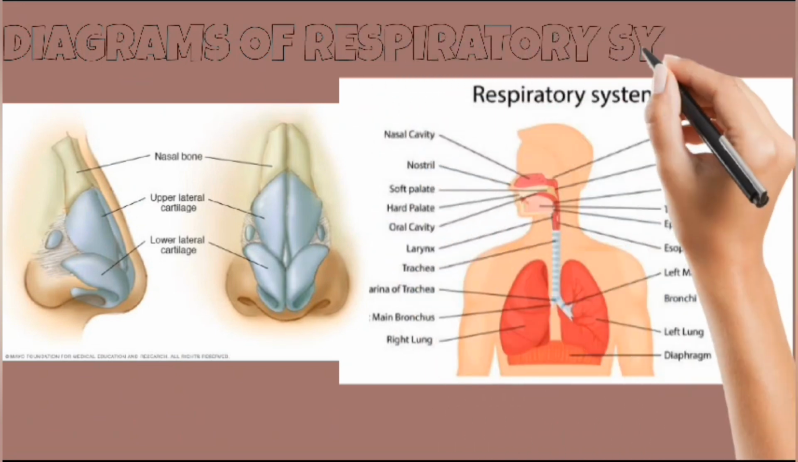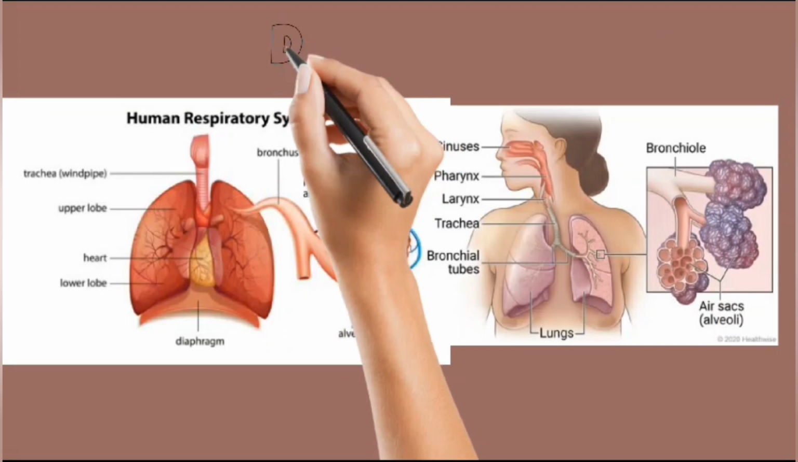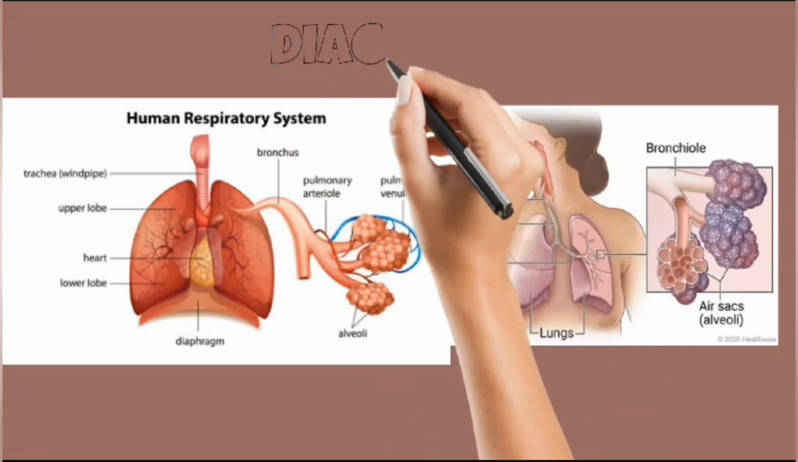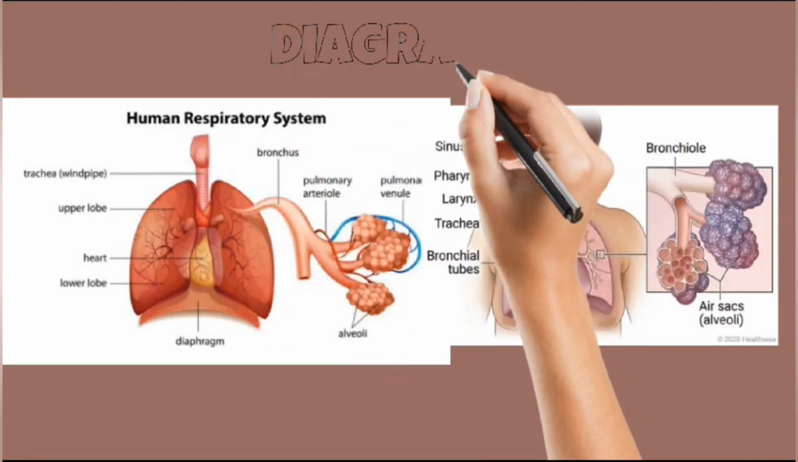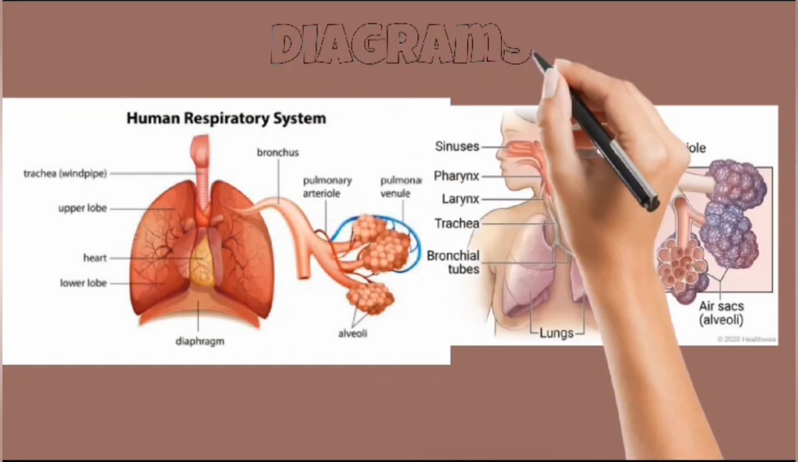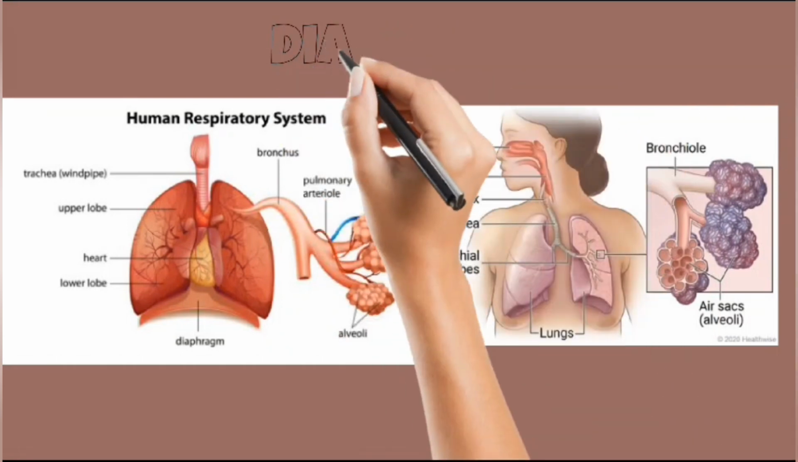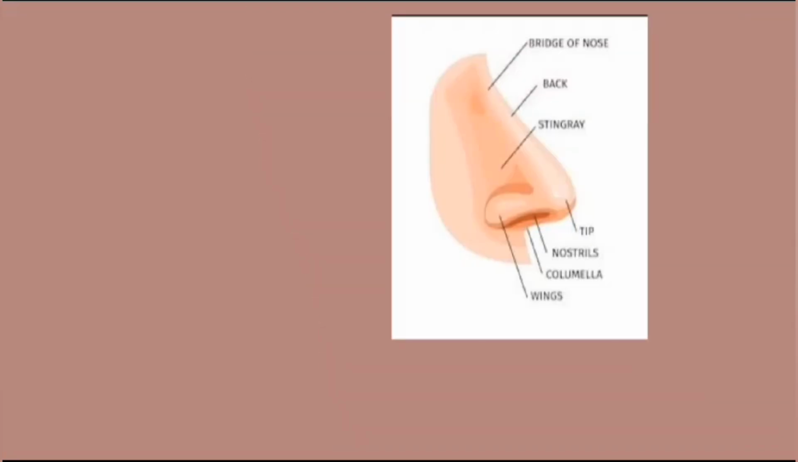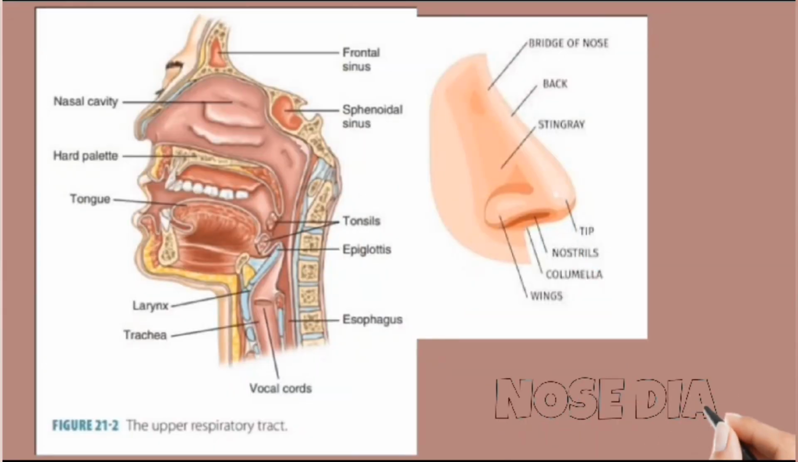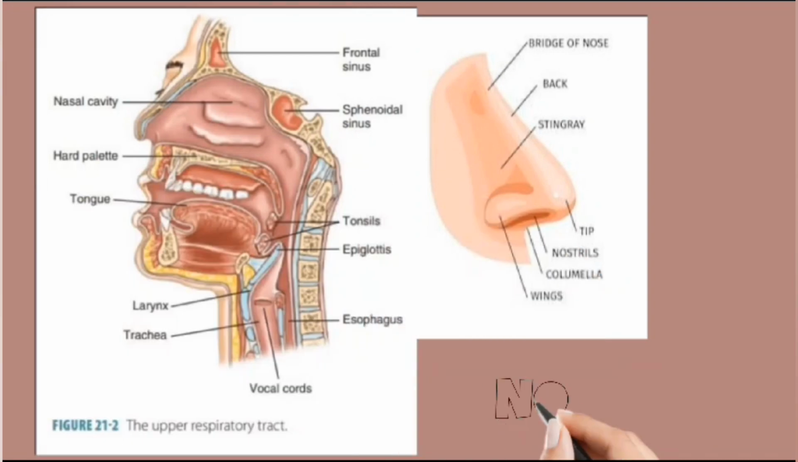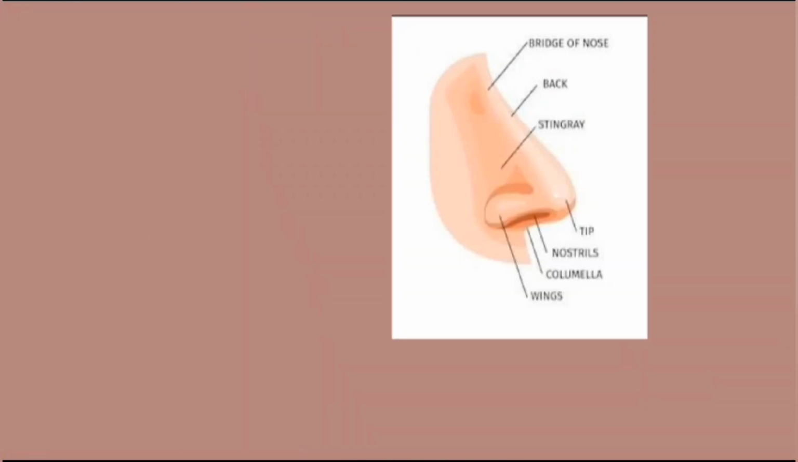Now the next diagrams are the lungs. As you can see, the lungs contain lobes, like the upper lobe and the lower lobe, the heart where it is present, bronchus, pulmonary arteries, terminal arteries, and other arteries. In these diagrams you can see other labels which were not discussed in the previous ones, like the epiglottis, the tonsils, the glottis, and the sinus.